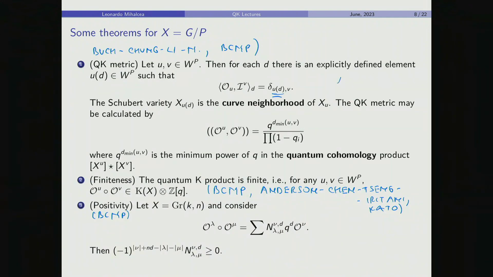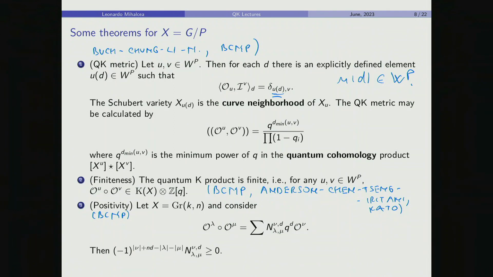So this U of D is an element in the associated Weyl group of G mod P. This U of D actually is a Weyl group element that indexes a Schubert variety called the curved neighborhood of the Schubert variety X of U. I'm going to define this curved neighborhood later on. So we have a formula for this, and we also have an easy formula based on this curved neighborhood technique for the pairing.